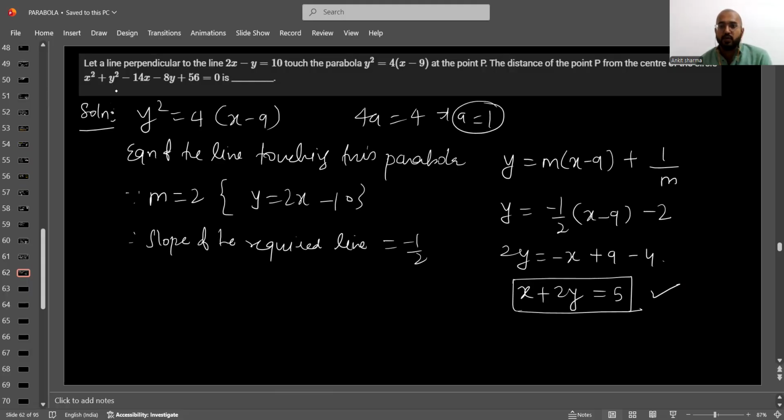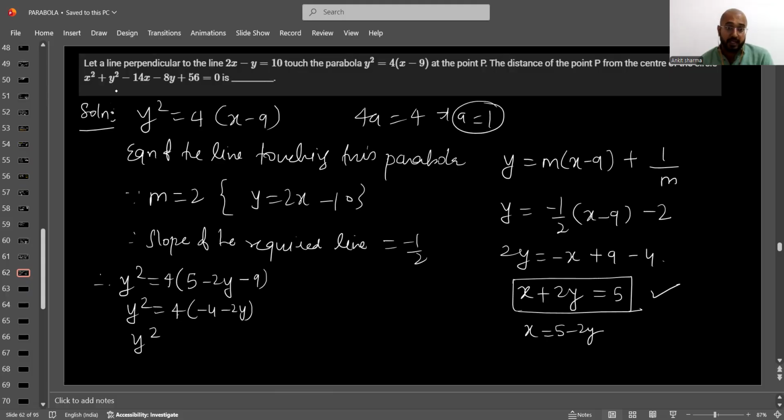So x would be 5 minus 2y. If I plug in here, I get a quadratic. So I'll be solving y square is equal to 4 into x, where x is 5 minus 2y minus 9. So I get y square is equal to 4 into 5 minus 9, which is minus 4, minus 2y. So I have y square is equal to 4 into 2, 8, so plus 8y, and 4 into 4 is 16, so plus 16 is equal to 0.